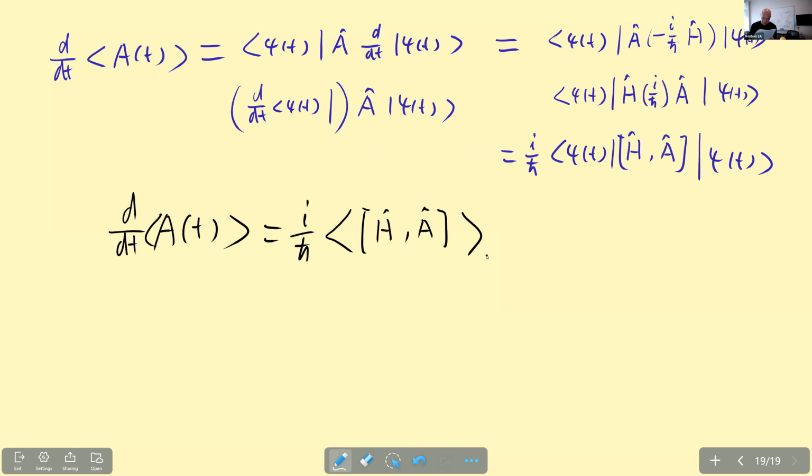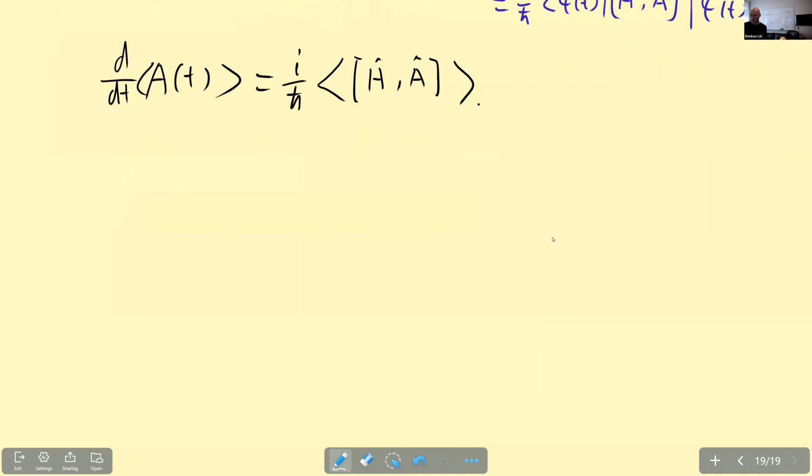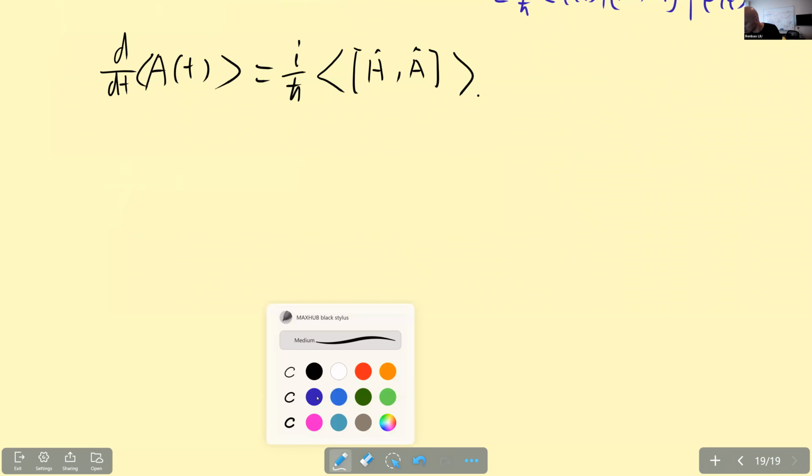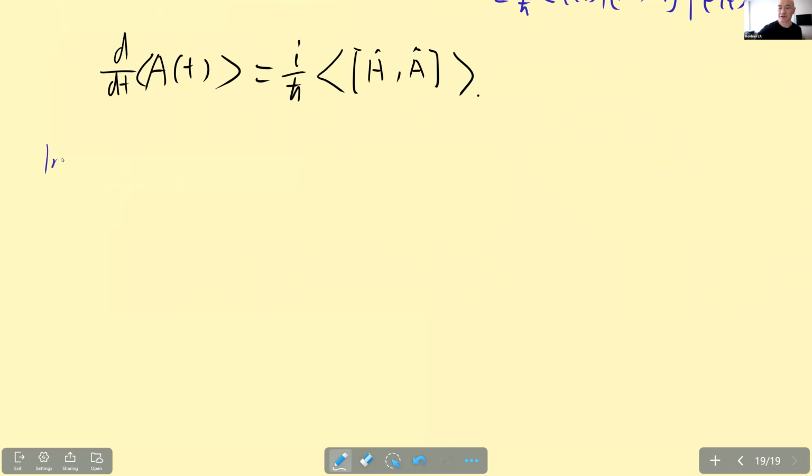Okay. So this is the derivation in Dirac notation. Let me do this one again in wave functions, if you don't believe me, right?